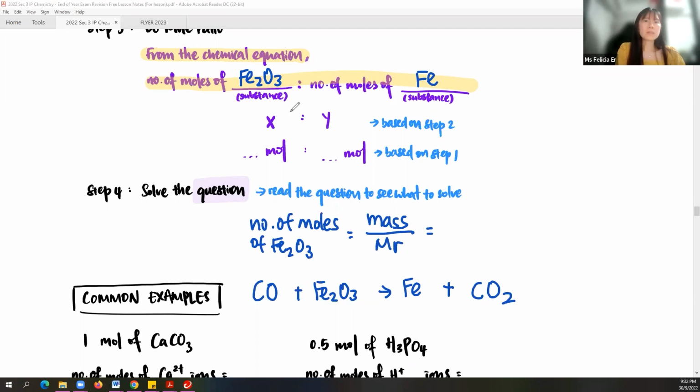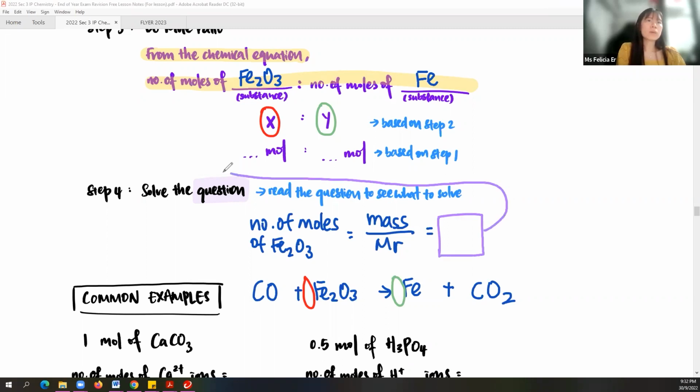Then after you balance the equation, I write in the numbers. What's the number in front of the Fe2O3, as well as the number in front of Fe? You write it over here. Next, you have calculated the number of moles of Fe2O3, so this will be the answer over here. Then you do the mole ratio to find out the number of moles of Fe.